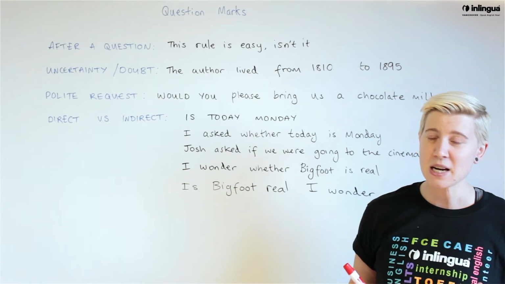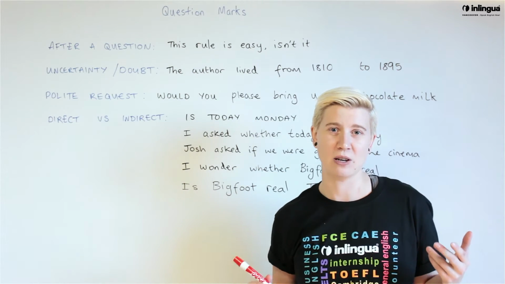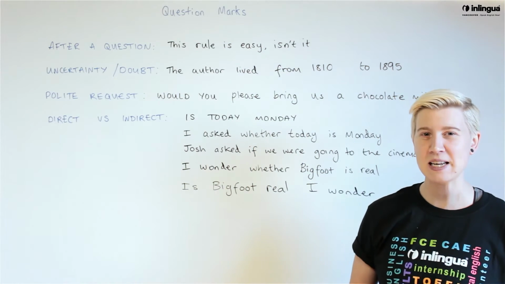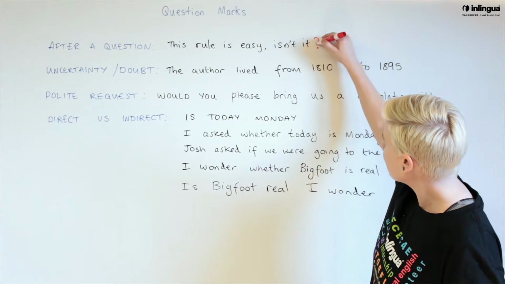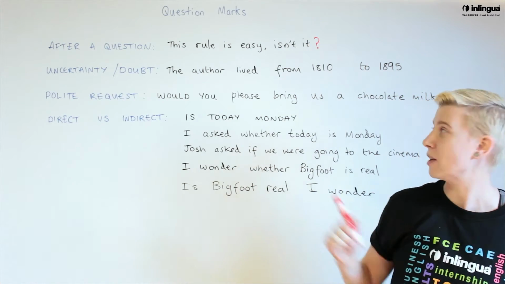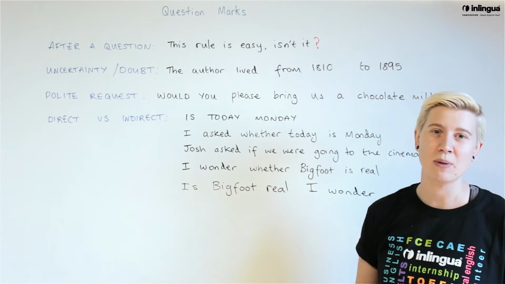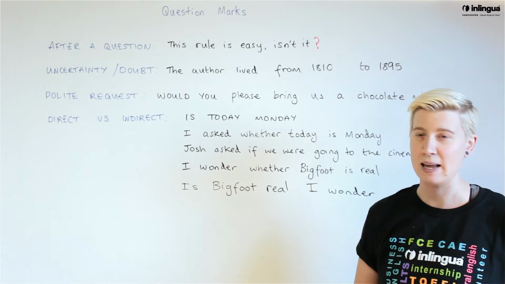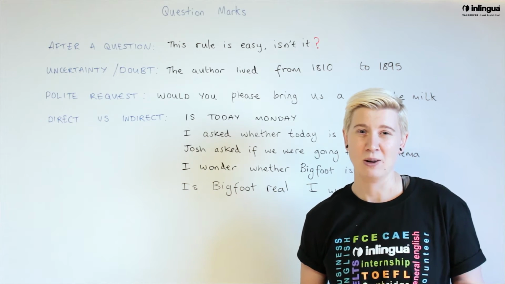So, the first scenario, pretty easy. After a question, we use a question mark. For example, this rule is easy, isn't it? Now I'm asking you a question. Here is my question, isn't it? And we put in the question mark so that when you are reading it, you know it's a question very easily. But we can use question mark for some other reasons as well.